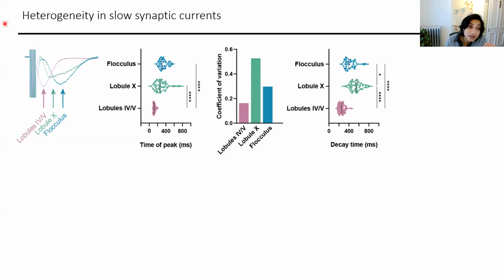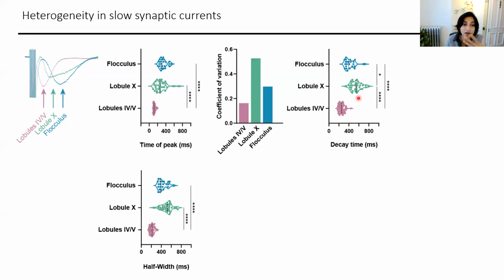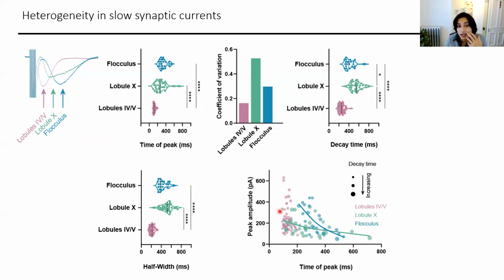There are different properties of this current that are noteworthy. It's not just the time of peak, it's the decay time, which shifts in a corresponding manner, and the half width. And if one considers the amplitude of each of these currents versus the time of peak, which of course are related to each other, then one notices that in lobules 4-5, regardless of the amplitude of this slow synaptic current, you have a narrow range of time of peak. Less than 200 milliseconds shifted.